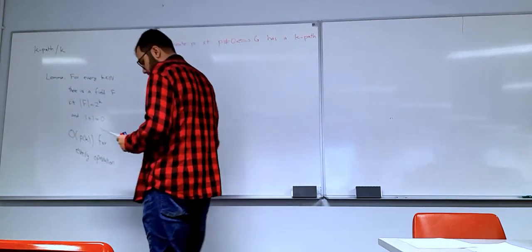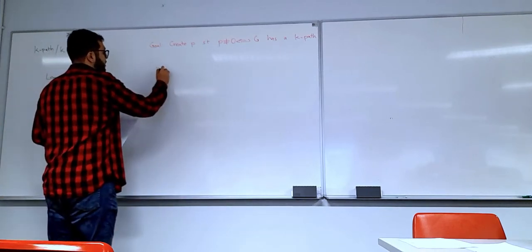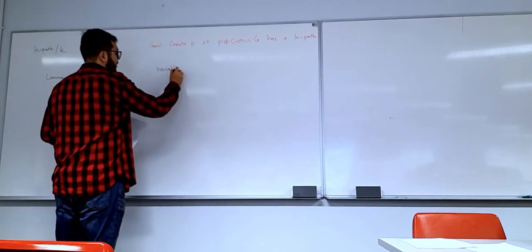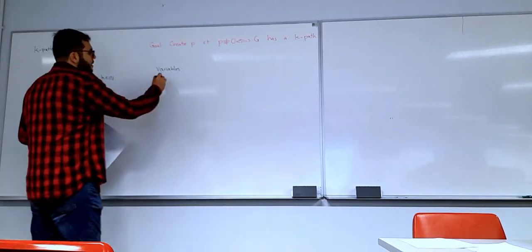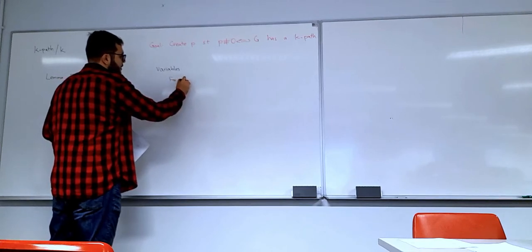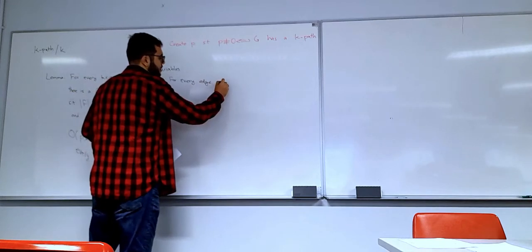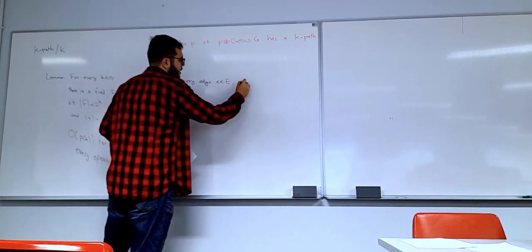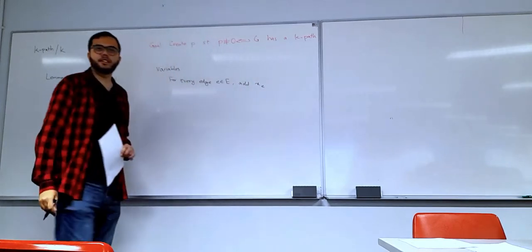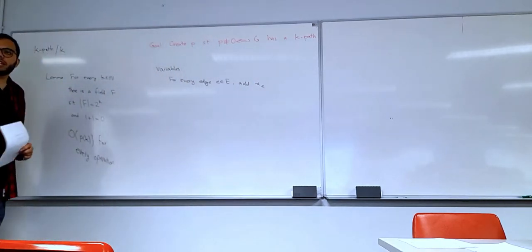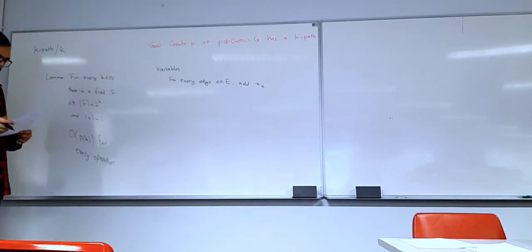First of all, let's say what variables I have. I define two types of variables. First of all, for every edge E, I add a variable that is x sub E. Okay? So again, I'm creating a polynomial over a lot of variables, so I'm first just defining what my variables are.